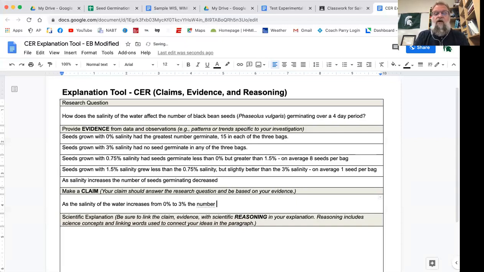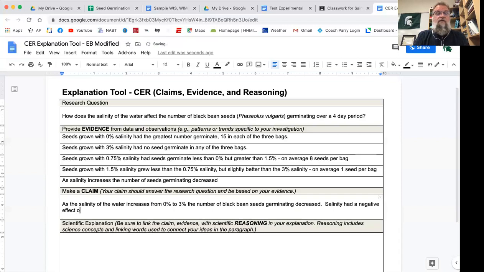The number of black bean seeds germinating decreased. Salinity had a negative effect on black bean seed germination. And so that's my claim based on the evidence.